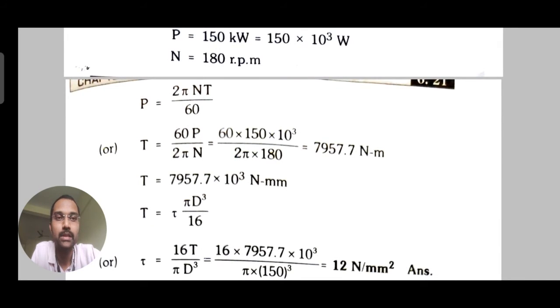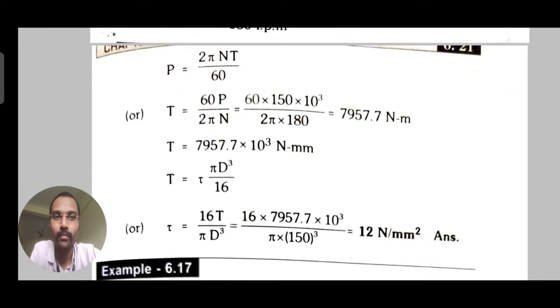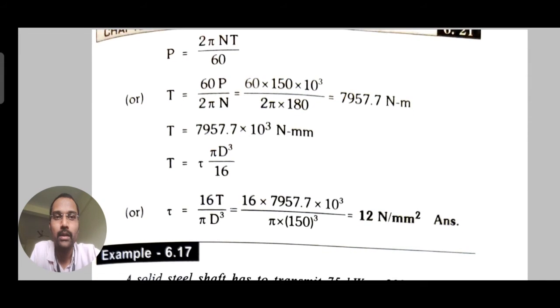Power must be written in watts only, not in kilowatts. I am repeating this again and again, so concentrate here. Substituting, we get the torque in Newton meters, and it should then be converted into Newton mm. Because the diameter we are taking is in mm, the torque should also be in those units, Newton mm.